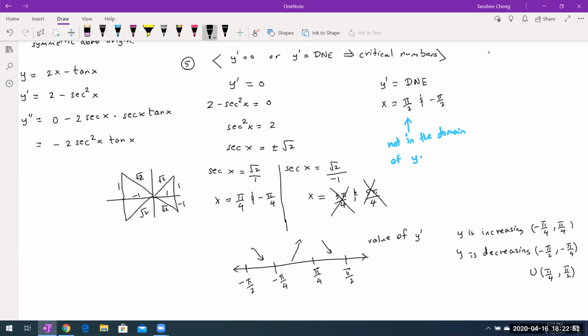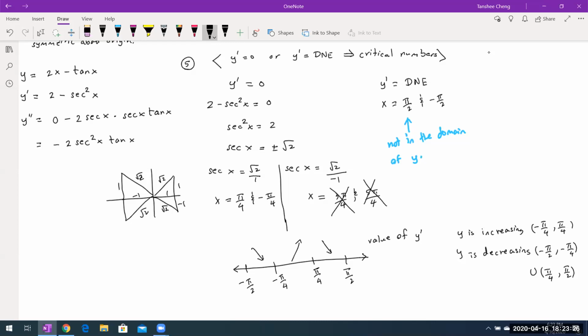So to answer part 5, we need to find the critical numbers first, which is when y prime is equal to 0 or y prime is DNE. When I set y prime equal to 0, we got secant x equal to plus or minus square root of 2. So which x values will give secant of square root of 2? That will be at the angles pi over 4 and negative pi over 4.